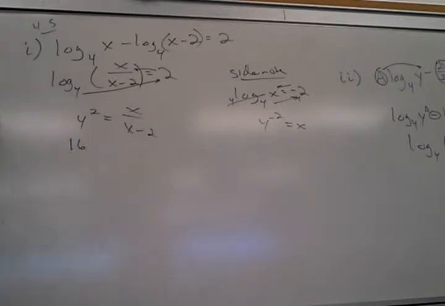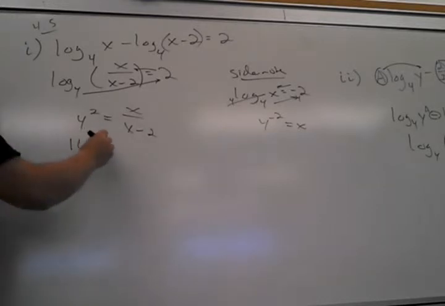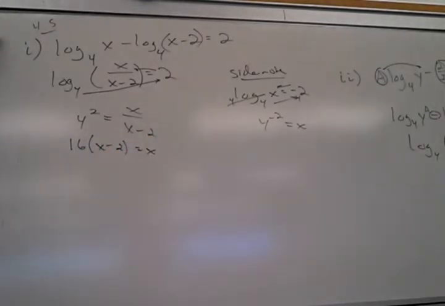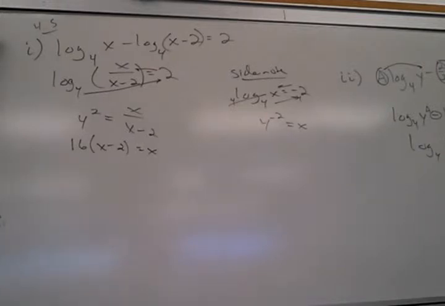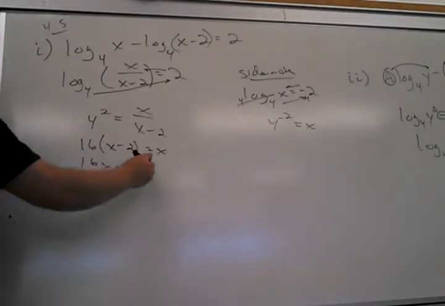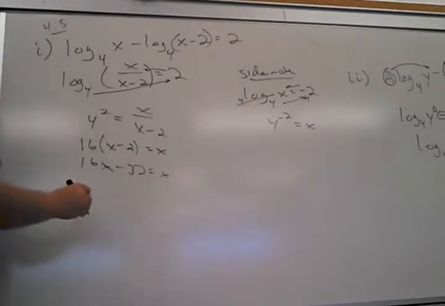Maybe it's not really nice. Multiply both sides by x minus 2. Simple, because one of your variables is down, so the first thing you do is get it up. Can't do anything with a variable on the bottom. And now this is nice, right? We get 16x minus 32 equals x.